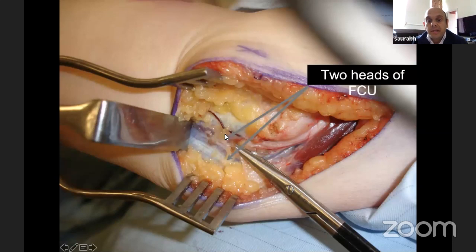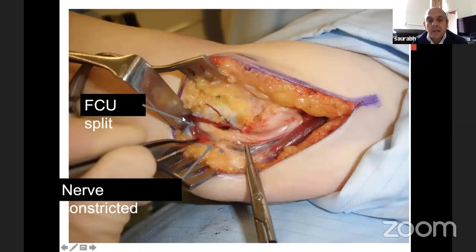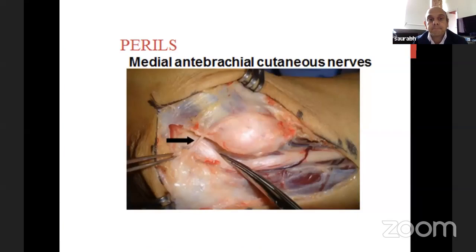And then finally, the 2 heads of FCU. Again, you can put a Mackendo there and then divide the 2 heads. One is the humeral head, this is the humeral head, and that's the ulnar head. And again, as I was saying, look at the quality of the nerve: quite dull, atrophied. Compare this to this. So always make a note of how the nerve looks.